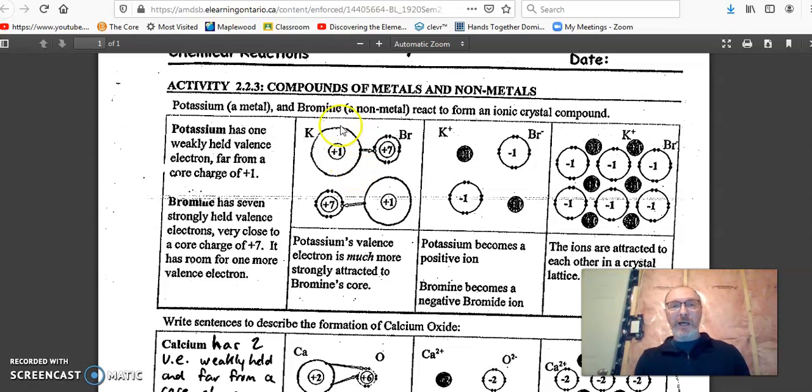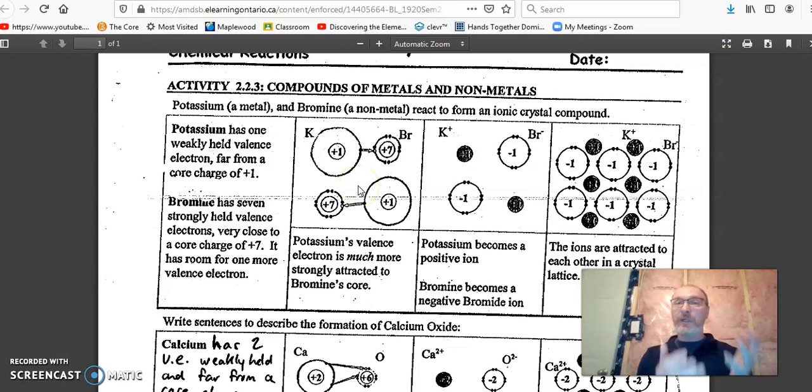Okay, and all that is reflected in the diagrams. You can see potassium's larger than bromine. We can see potassium has positive 1 core charge and 1 valence electron. Bromine has 7 valence electrons and a core charge of positive 7, and it's smaller. So all that reflects the periodic table trends and the position of potassium and bromine with respect to each other. Potassium's valence electron is much more strongly attracted to bromine's core. You can see that with the arrows here.